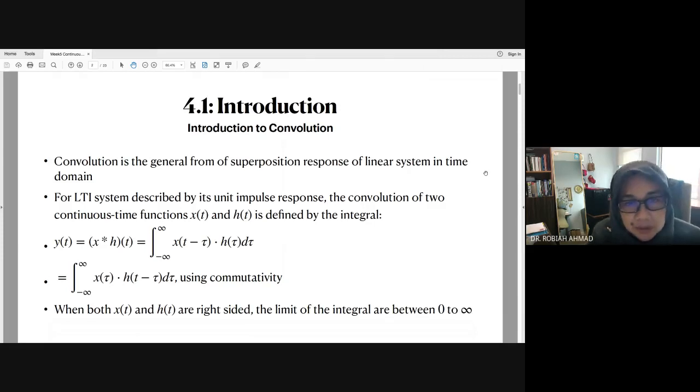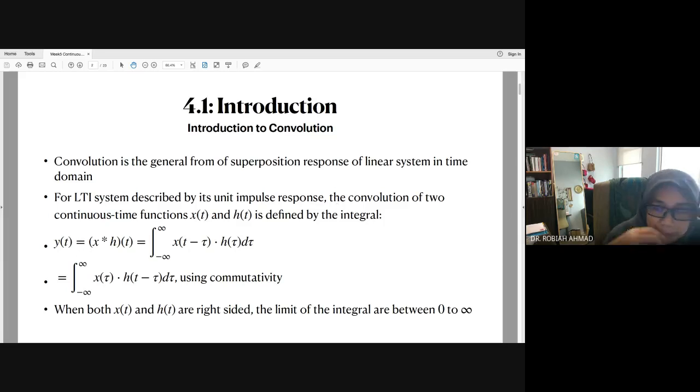Okay, so as an introduction to convolution. Convolution is the general form of superposition response of a linear system in time domain. So we are still in time domain. For an LTI system described by its unit impulse response, the convolution of two continuous time functions x(t) and h(t) is defined by the integral as shown here. So in convolution, we're going to find what the output y is.